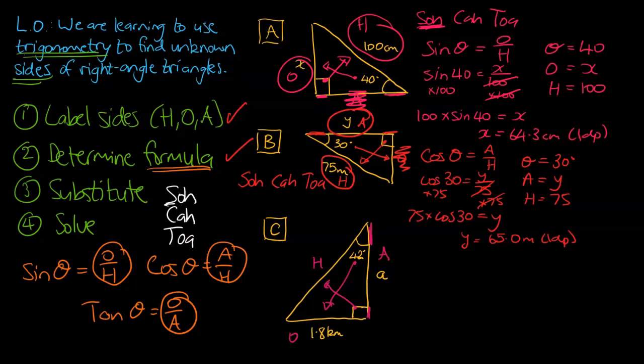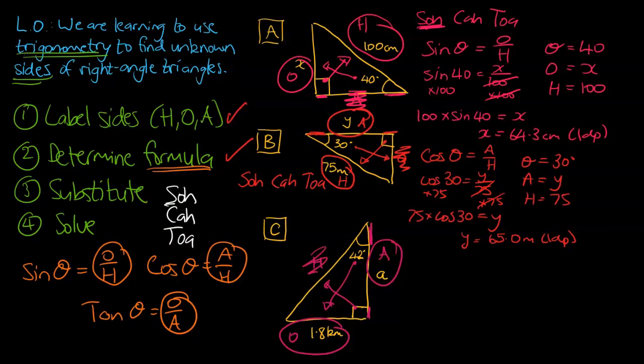We've now got to determine the formula. So we've got to cross out the side we do not care about. So we care about the O because we've been given that. We care about the A because we're trying to calculate that number. And this H, we haven't been told it, and we haven't been asked to calculate it, so we don't care about this one here. So that's our labeling the sides.